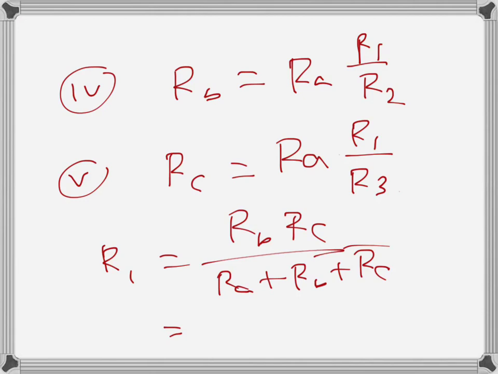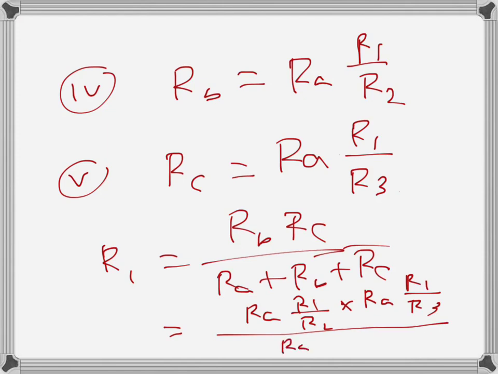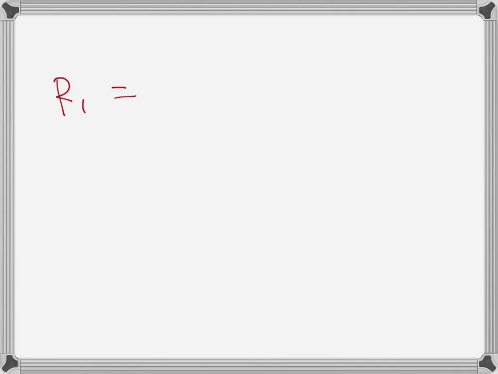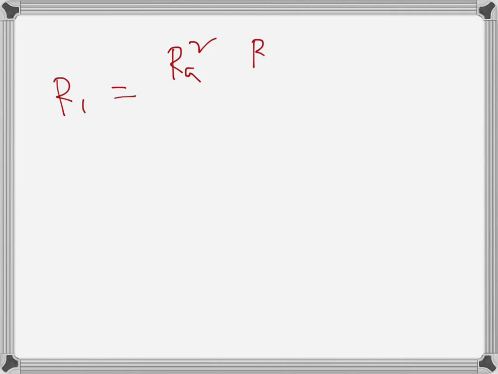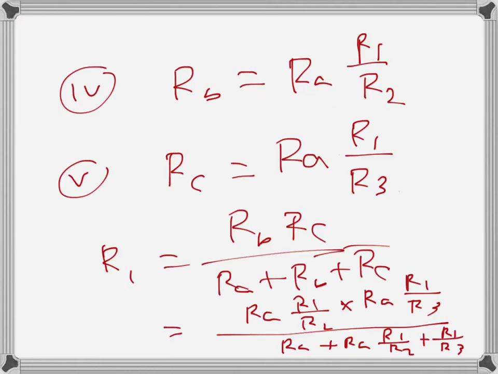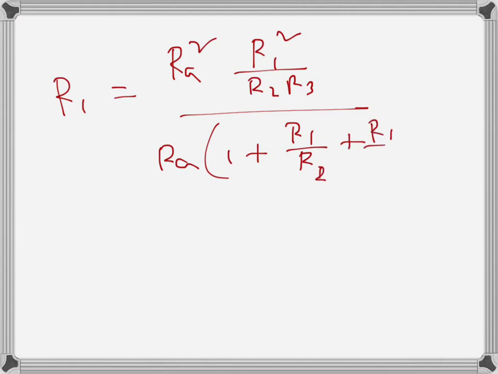If we substitute RC and RB in terms of RA, that will become RA times R1 over R2 times RA times R1 over R3, and in the denominator will be RA times 1 plus R1 over R2 plus R1 over R3. So we can see that here we have R1 on the left hand side, and here we have RA squared in the numerator times R1 squared over R2 R3, and in the denominator RA times the bracket. What I'm doing here is pure algebra, nothing else.